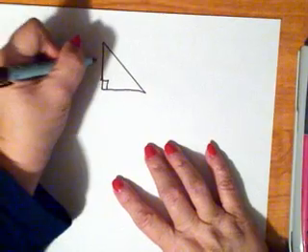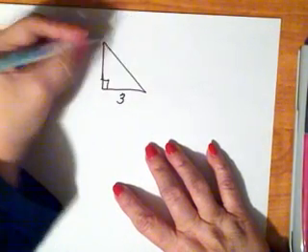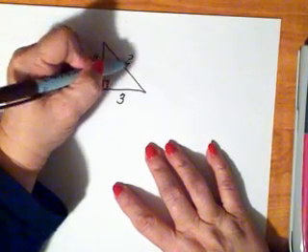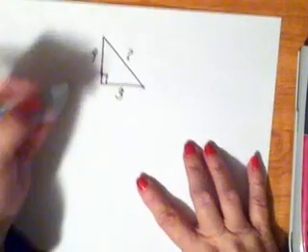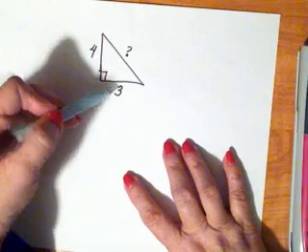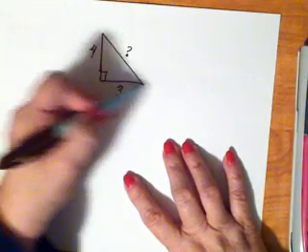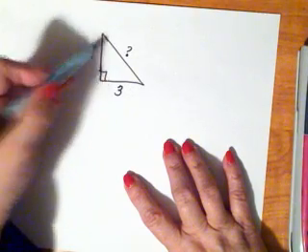Okay? And let's say that this side is 3, this side is 4, and I want to know what this side is. C is always the side opposite the right angle. It doesn't matter which of these is A and which is B, as long as they form the legs of the right angle.